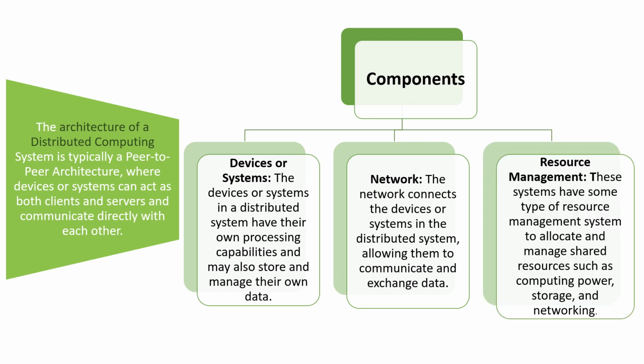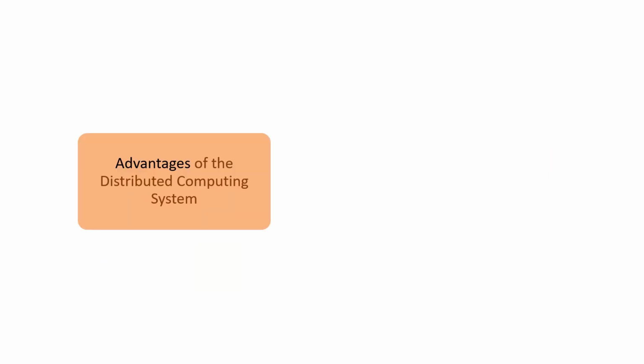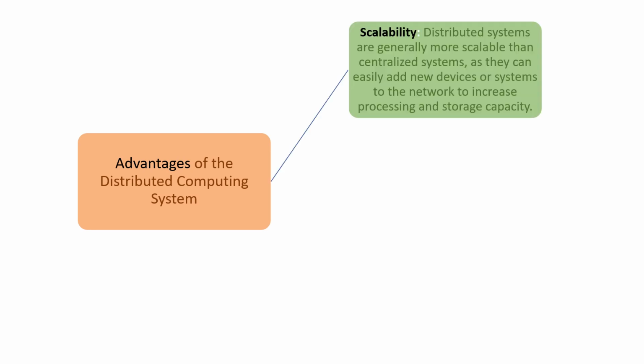And the next important component is the resource management. These systems have some type of resource management system to allocate and manage shared resources such as computing power, storage, and networking. And now we can see the advantages of this distributed computing system.